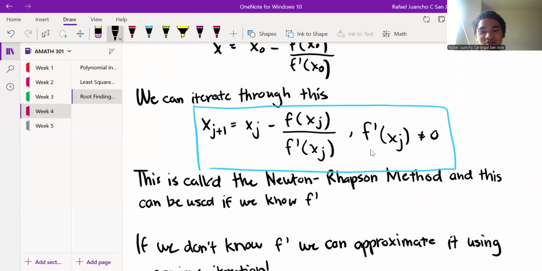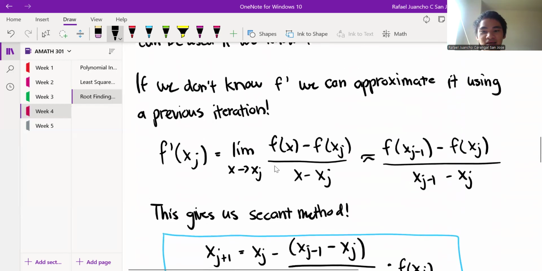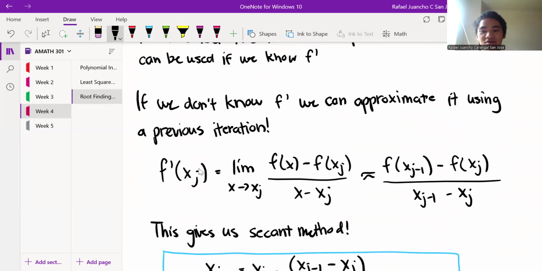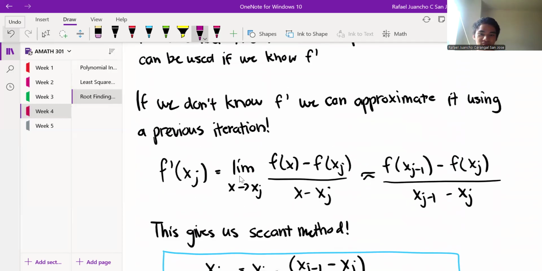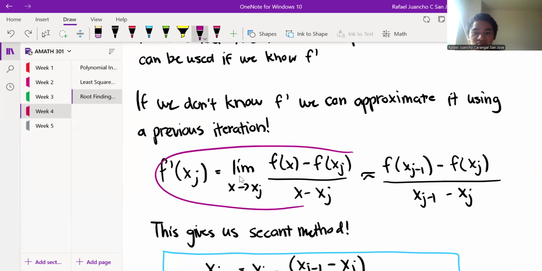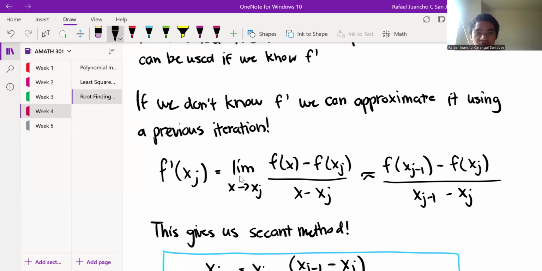If this was Newton's method, let's get the limit definition of a derivative. And what is that? It's basically this, right? That's the limit definition, from calculus 1. And what this is saying is that as that limit goes to that particular point, our slope is approaching that point.